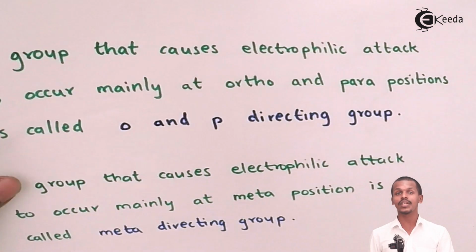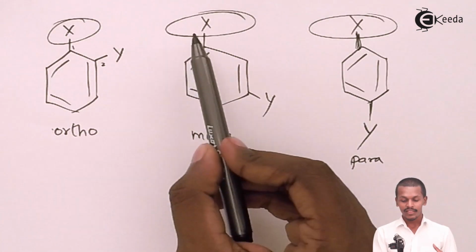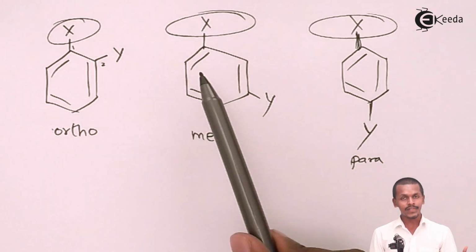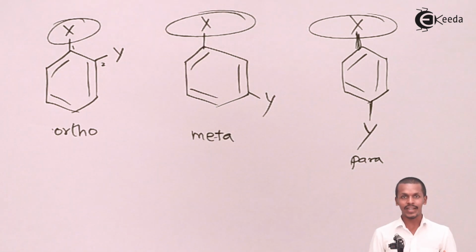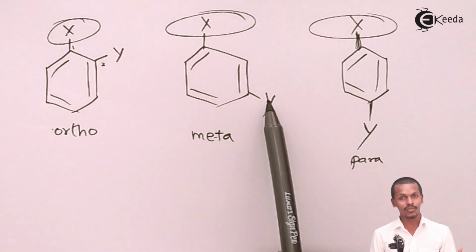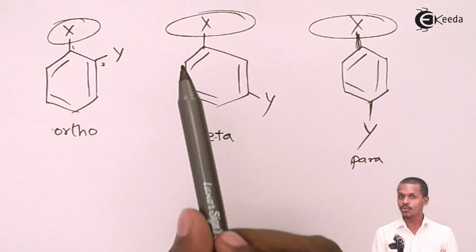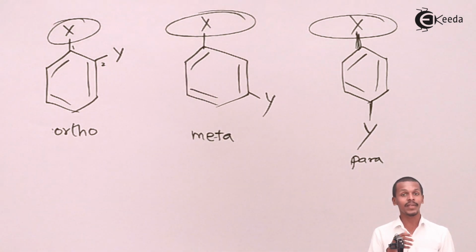So if the substitution occurs in such a manner, it is all dependent on the substituent that has been attached to the benzene, that is, the monosubstituted benzene. If that influences the other group, the electrophile that is going to attach to the benzene, to attack at the meta position, then this group will be called a meta directing group. That means it will influence the other group to attack at the meta position of the benzene. So that is what we are talking about.